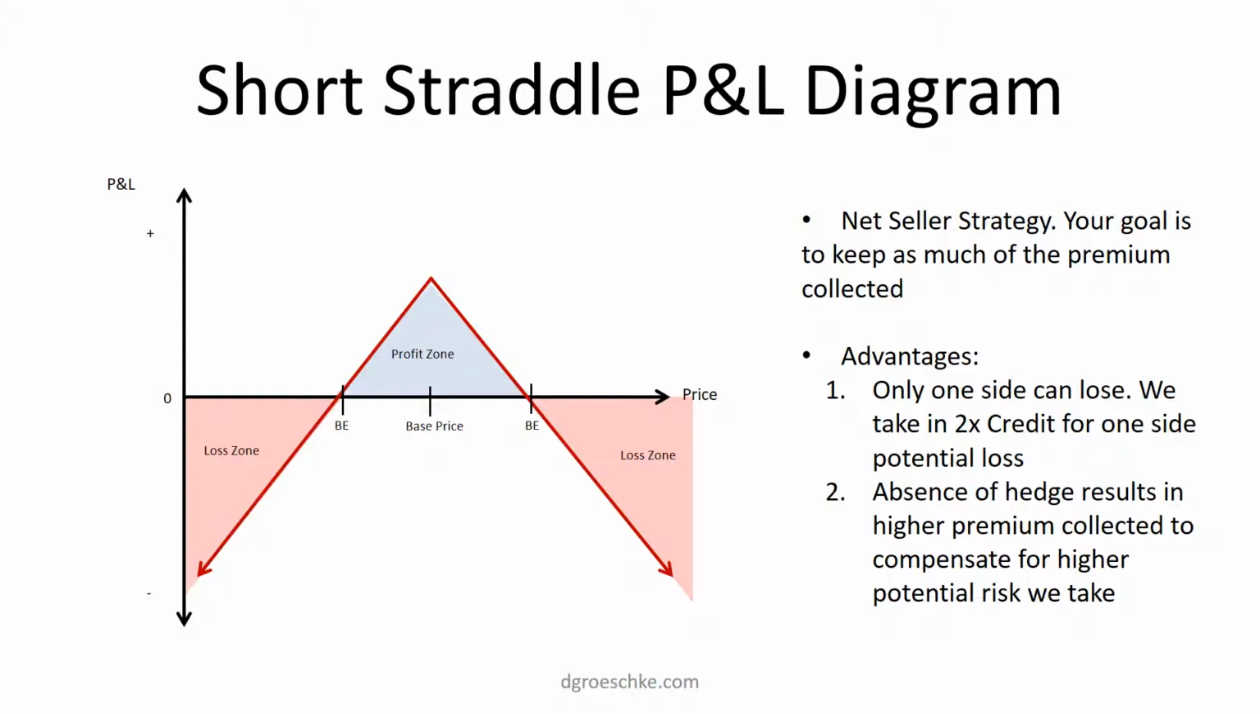Number one, only one side can lose. We take in double the credit for selling two options for one side potential loss. Number two, the absence of hedge results in a higher premium collected to compensate for higher potential risks we take. These two factors give us a better allowance for error, widening our break-even price.